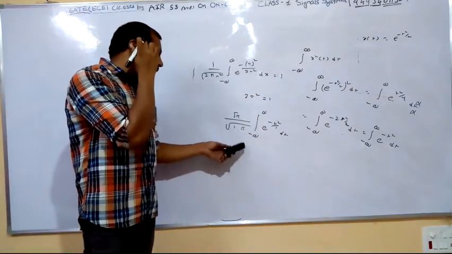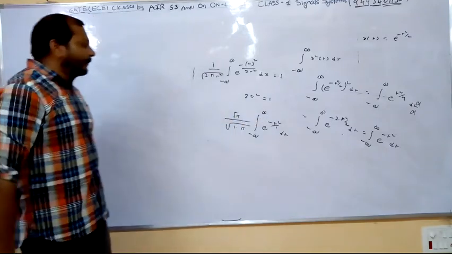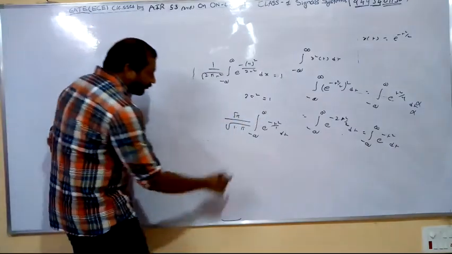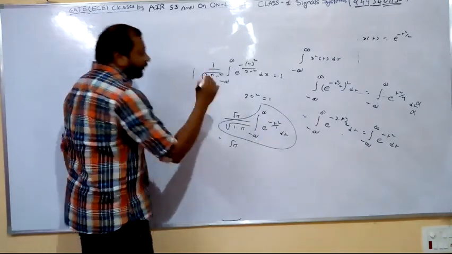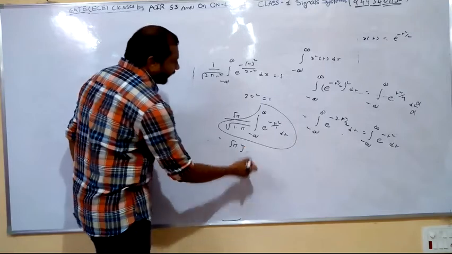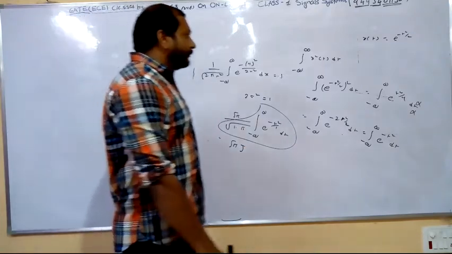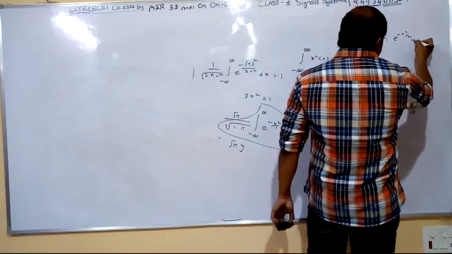Here 1 is equal to 2 sigma square. This is the format only: 1 by root 2 pi sigma square, e power minus x square divided by 2 sigma square, dx from minus infinity to infinity. So directly this total value can be written as 1, and this value is equal to root pi. Already we have calculated, not a new thing.